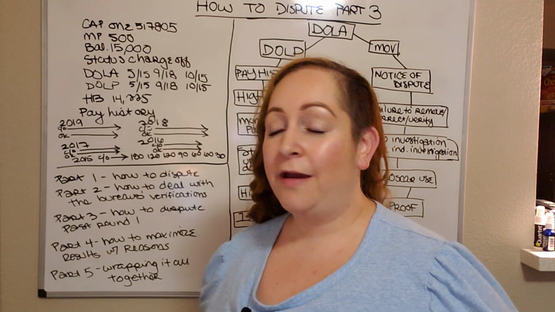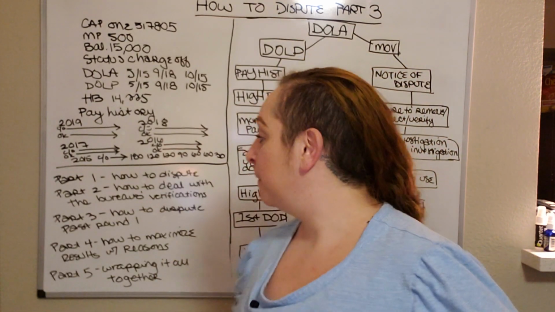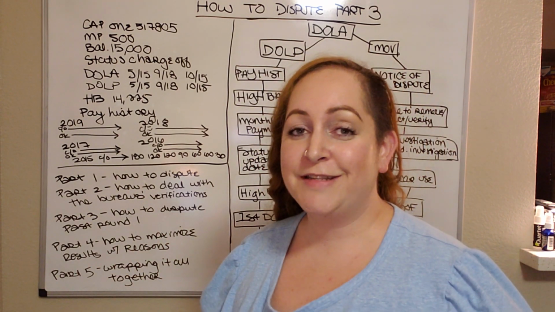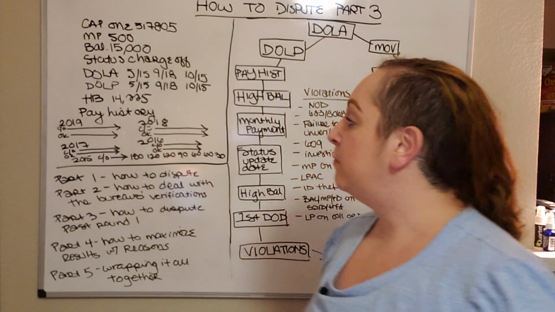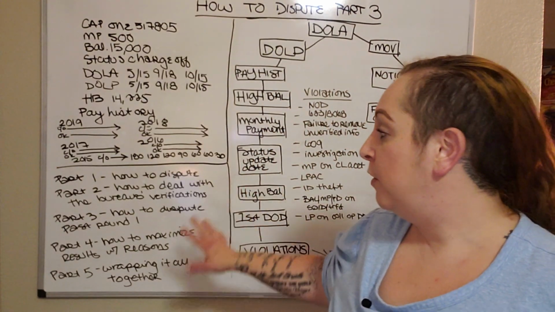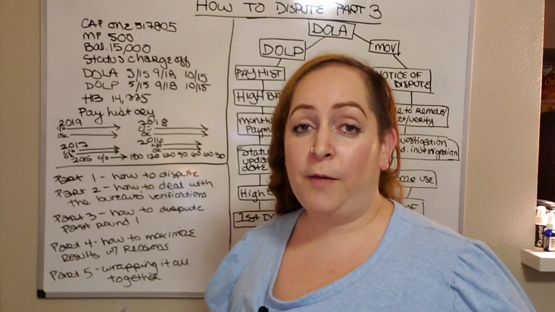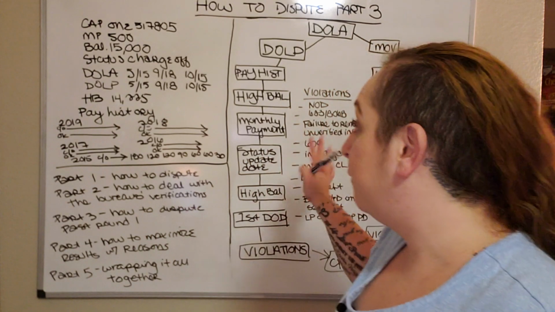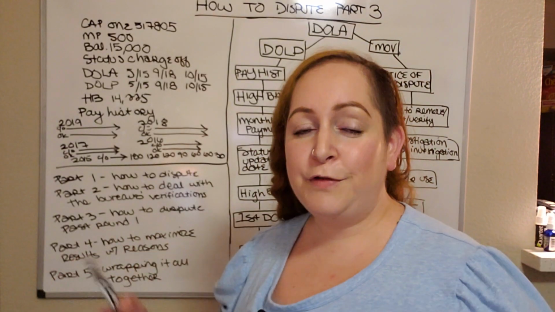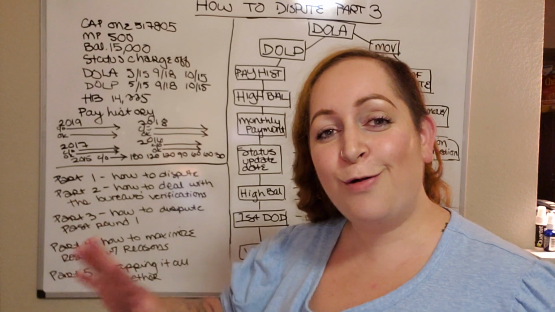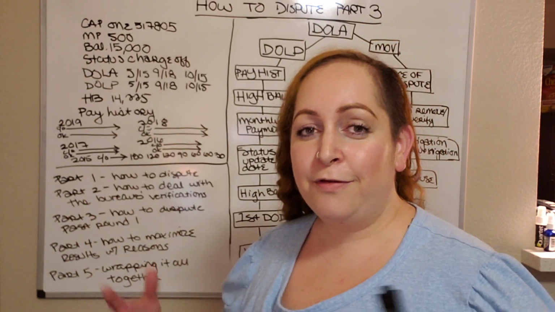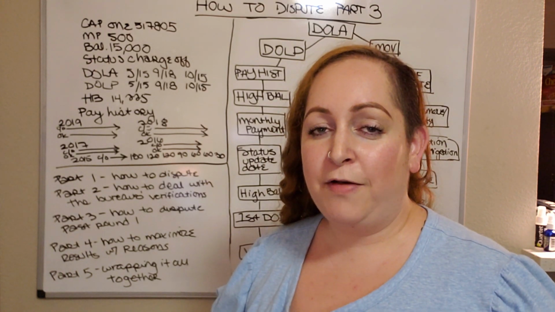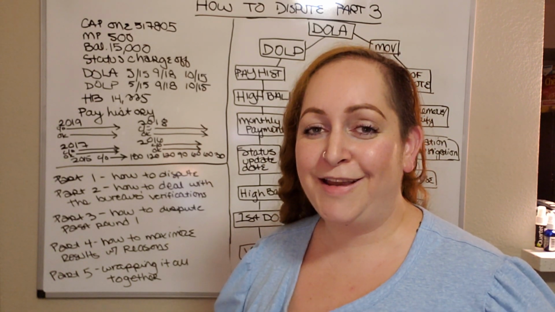After this we have just 2 more videos: how to maximize results with reasons, and wrapping it all together. In part 1 we went over how to dispute. Part 2 was dealing with what happens when the bureaus verify, but now we're going to look at the flow and what to do after you've sent out round 1. This all goes together, and the further you go through this mini course, the more you're going to see just how many options you have available and what type of ammunition you have against the bureaus.